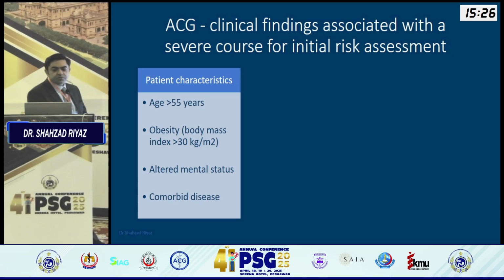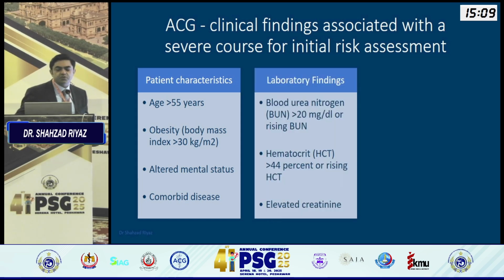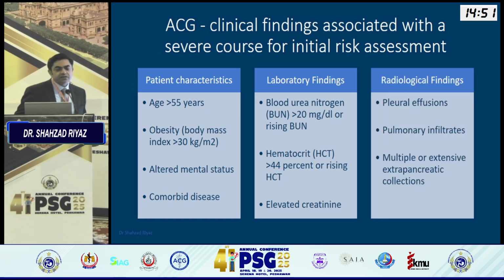The ECG also suggests various ways in which we can triage these patients. So based on their characteristics, if the patient has a high age, more than 55, if the patient is obese, has altered mental status or comorbidities, then they are at a higher risk of developing a severe course. Similarly, with laboratory findings, if the blood urea nitrogen is high, if there is a higher hematocrit or elevated creatinine, then that suggests, indirectly, hypoperfusion of the pancreas, and these patients will then end up with a severe course. And third space fluids, if they are having pleural effusions or extrapancreatic collections, again, these particular patients have a severe course.